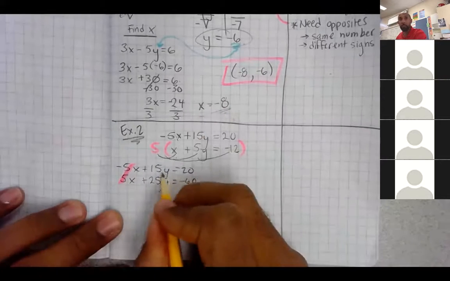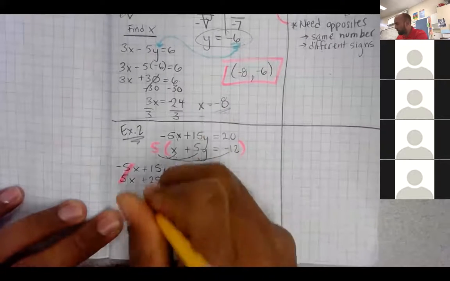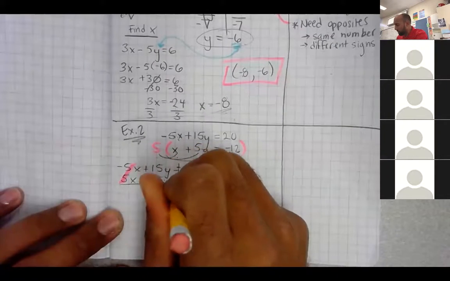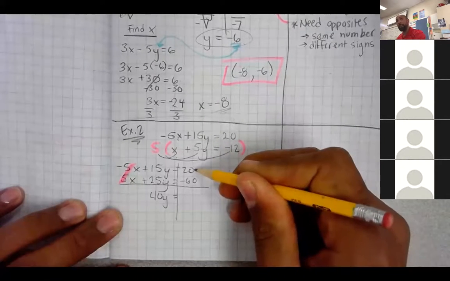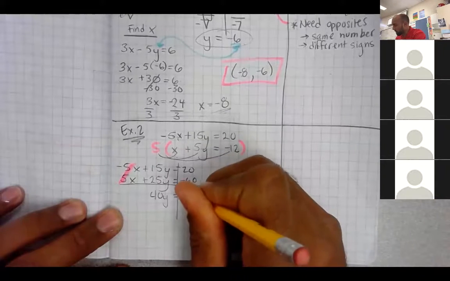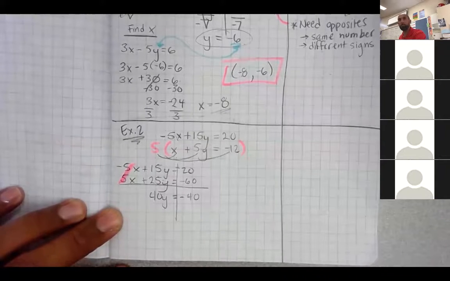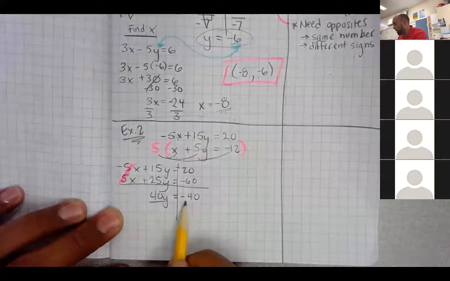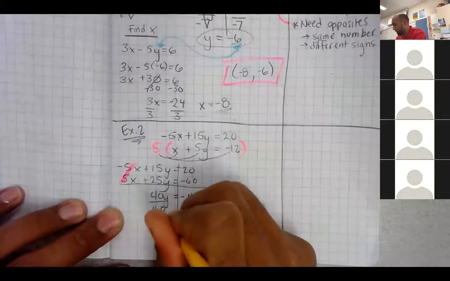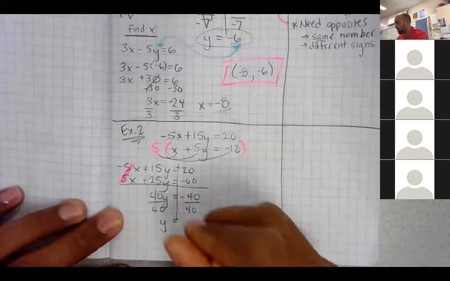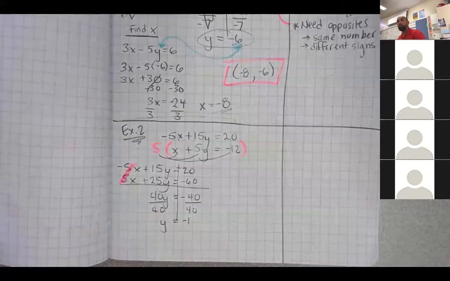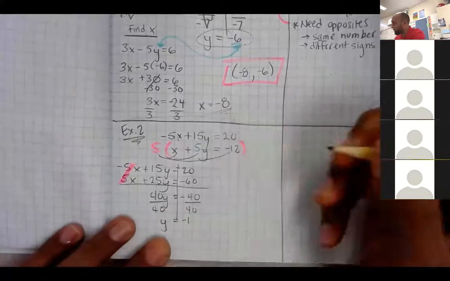And now we add up the rest. So 15y plus 25y is going to be 40y. Next, 20 minus 60 is going to be negative 40. Then we divide by 40, and negative 40 divided by positive 40 would be negative 1. All right, now we found y, so obviously now we've got to go find x.